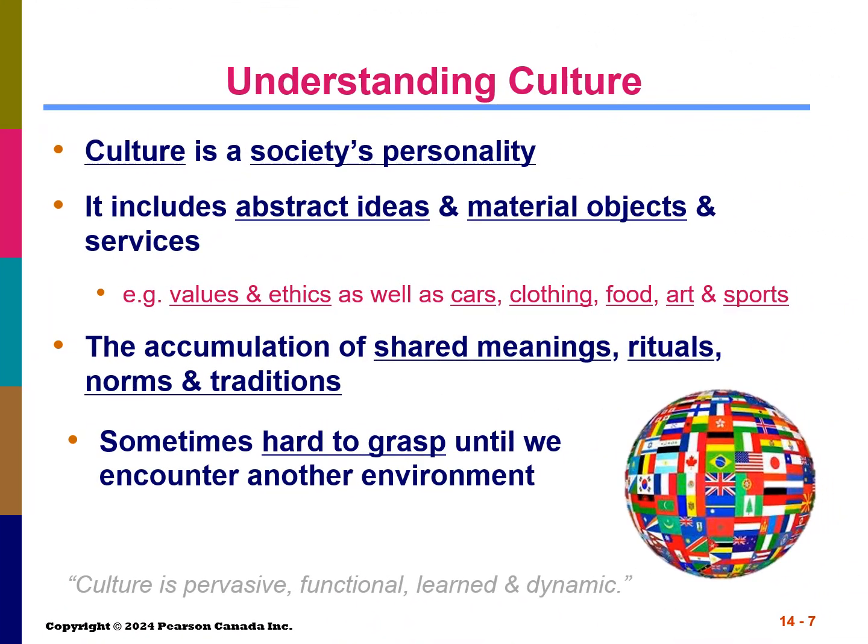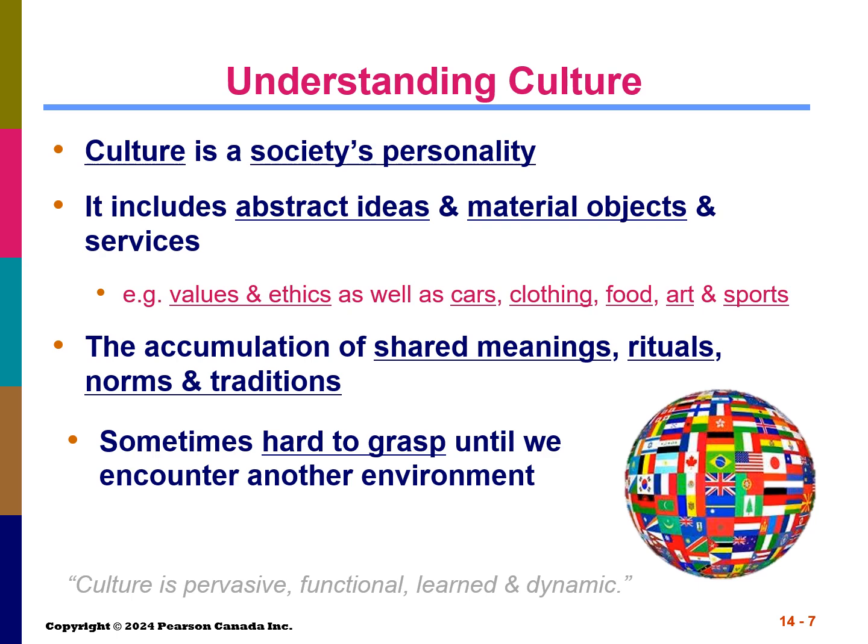So what is culture? Culture is like a society's personality. It includes its abstract ideas, like its values and ethics, as well as its material objects, like the cars people drive, the clothing they wear, the food they eat, their art, and the sports they enjoy. Culture is a society's shared meanings, their rituals, norms, and traditions. For example, driving on the right or left-hand side of the road, bowing or shaking hands when meeting someone. Sometimes culture is hard to grasp until we encounter another one.